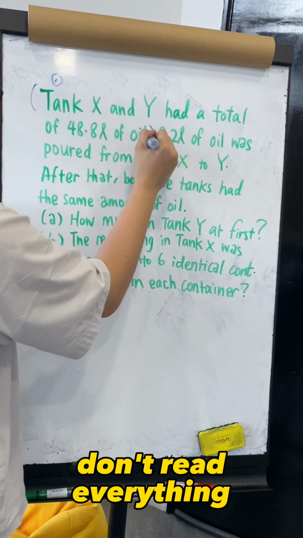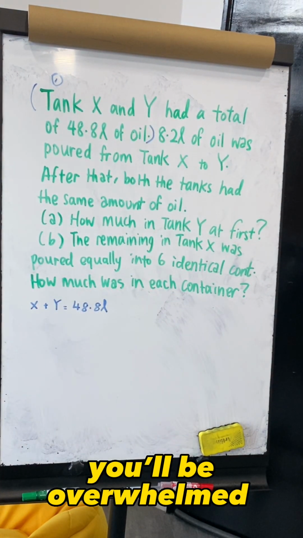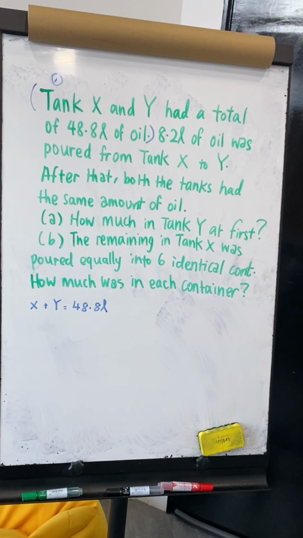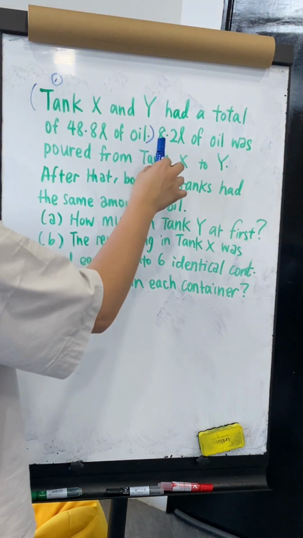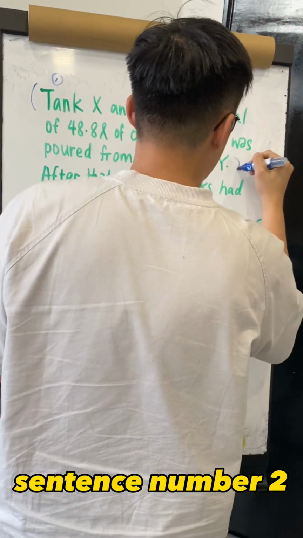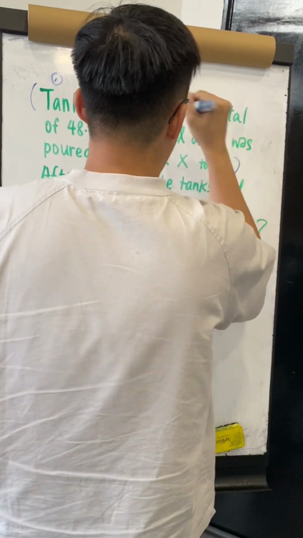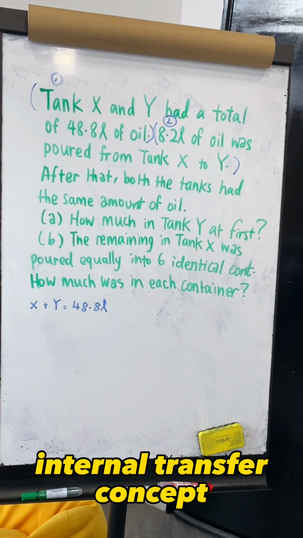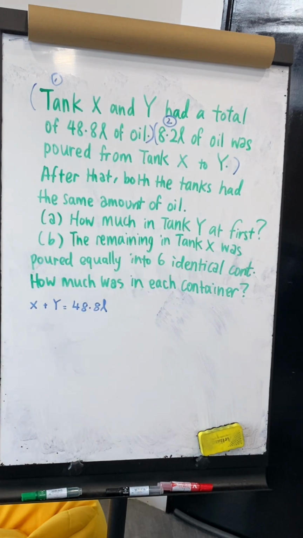You don't want to read everything because that will overwhelm you. You understand what I'm saying? Once I'm done with that, I can move on to the next one. It says that 8.2 liters of oil was poured from tank X to Y. So this is my sentence number 2. From sentence number 2, I know that this is an internal transfer.